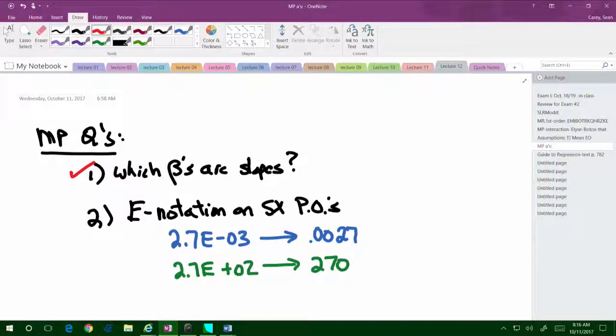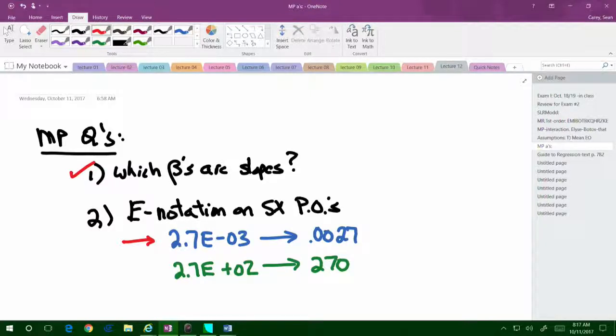So if you ever see a capital E on any one of your printouts, then here's how you interpret it. If you see an E followed by a minus sign, like that one right there, what that tells you is you're going to move the decimal. Anytime you see an E, you're going to move the decimal. The minus sign tells you to move it to the left.